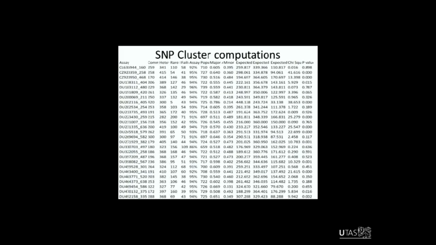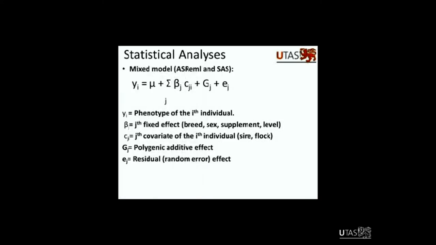Sorry, that's very crowded. I'm just trying to show here that we then go through to look at the minor allele frequencies, major allele frequencies, and then test that expectation on a chi-square. And that's when we then go through statistical analysis. And we use a mixed model, where we're fitting the phenotype of the individual animal, the fixed effects, which would be breed, sex, supplement, and then all the covariates and the polygenic effect, and parts that we can't account for, that goes in as the residual or the error.